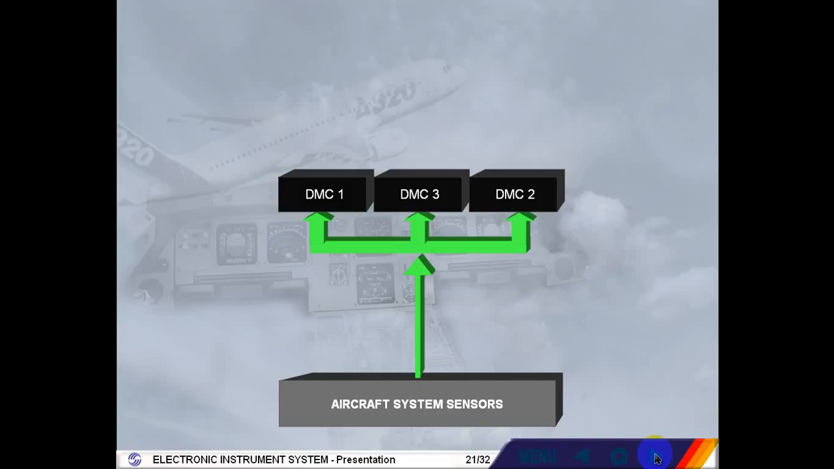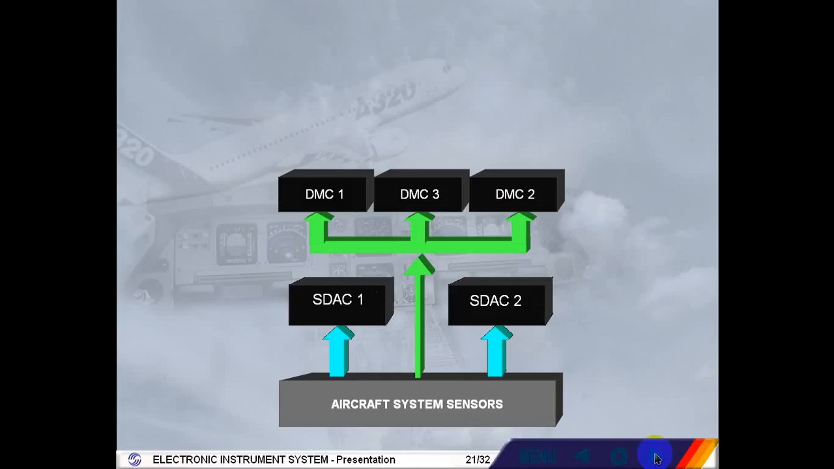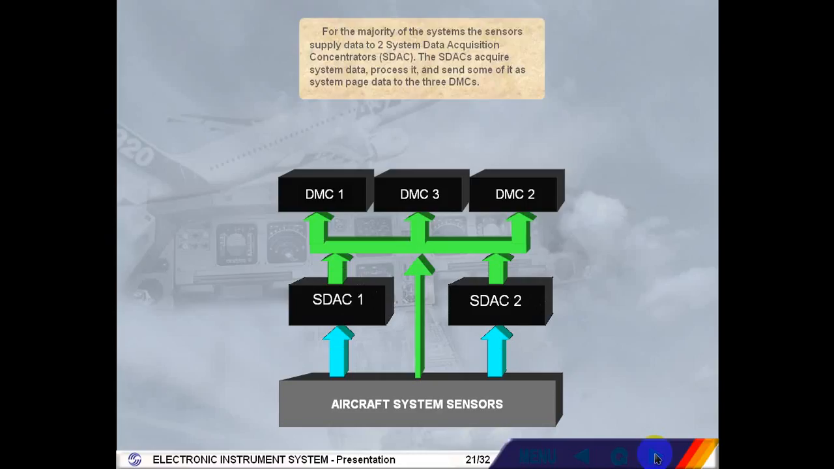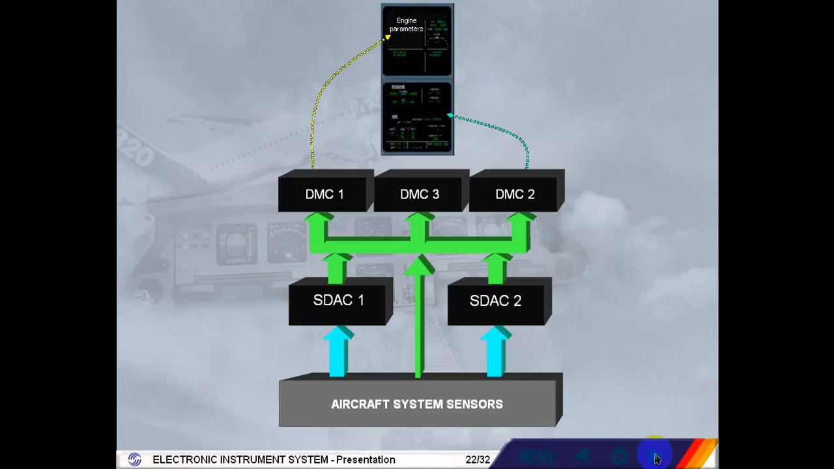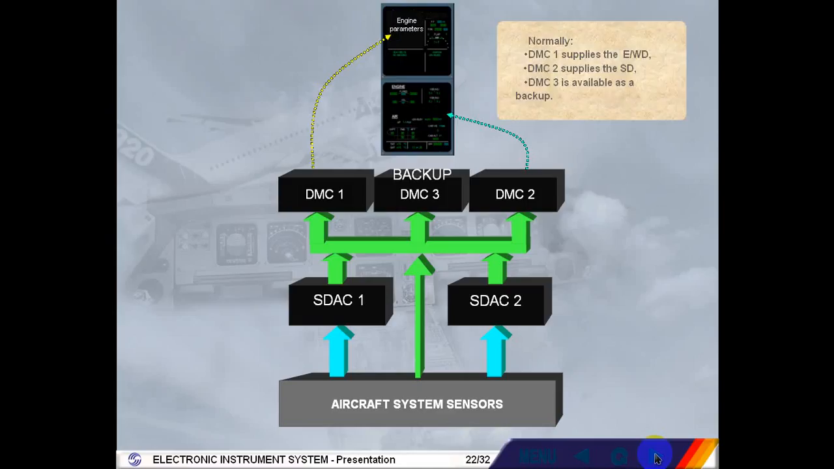For the majority of the systems, the sensors supply data to two System Data Acquisition Concentrators, SDAC. The SDACs acquire system data, process it, and send some of it as system page data to the three DMCs. Normally, DMC1 supplies the engine warning display. DMC2 supplies the system display.